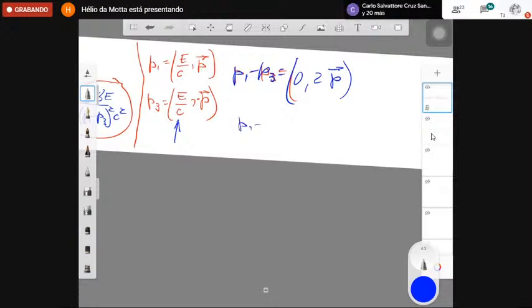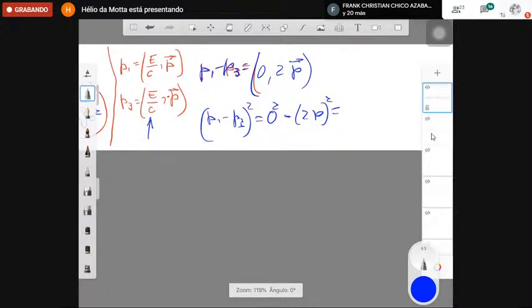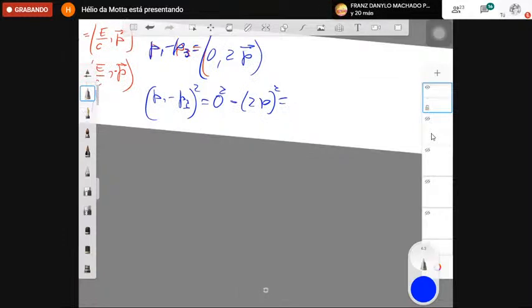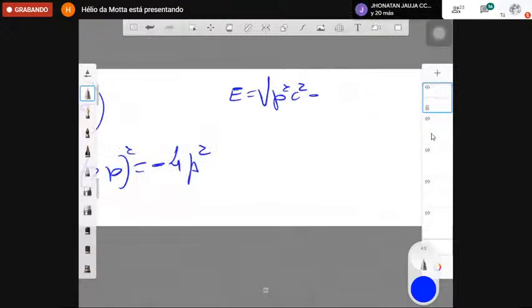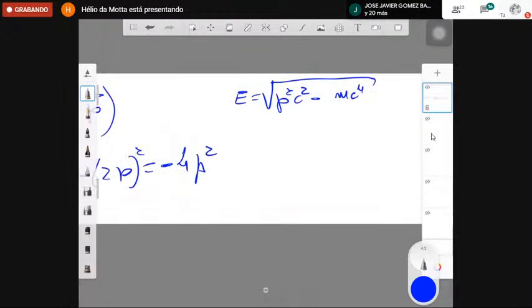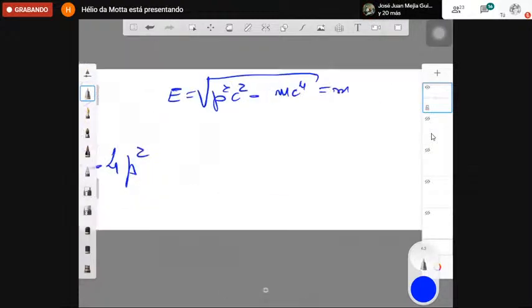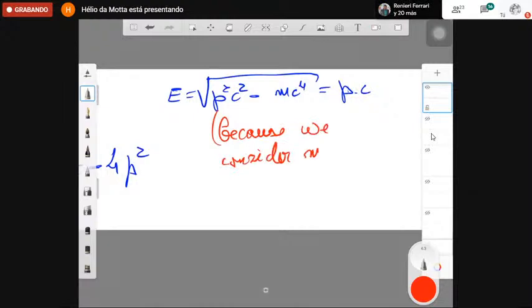And then P1 minus P3 squared will be 0 squared minus 2P squared, as I said before. The first is not like in Galileo. It's minus 4P squared. And we know that E, as I said, is equal to P2 C2, that's relativity again, minus MC4. This is equal to P times C. Because, remember, we consider M equals 0. That's the approximation we did at the beginning.